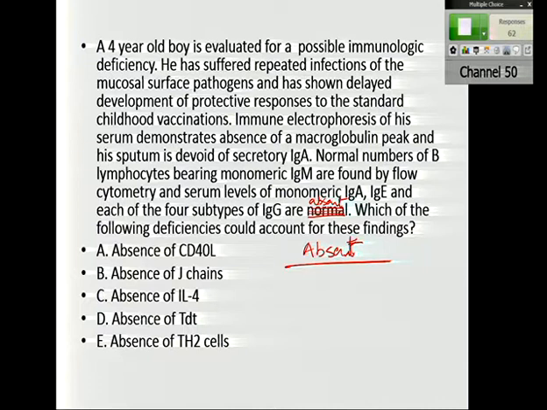So what's this disease called? It's called hyper IgM syndrome. Very common. Hyper IgM syndrome is when the CD40 ligand is missing. So this is another very commonly asked high yield scenario. Child has IgM.